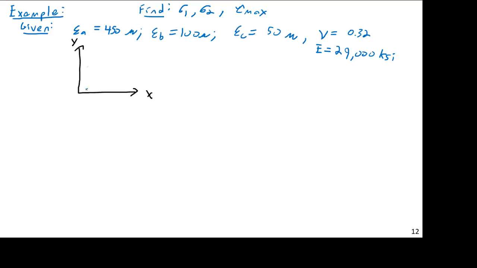Okay, so let me draw out these angles just for a reminder of what this is going to look like. So we have here an x and a y axis, and we have a strain rosette positioned to measure the strain on a few axes. The first axis A is 45 degrees from the x-axis, so this was also part of the given, and it will be critical. B is 90 degrees from the x-axis, and C is 150 degrees from the x-axis. So we have three measurements. Epsilon A is measuring the strain along axis A, epsilon B measuring the strain along axis B, etc.